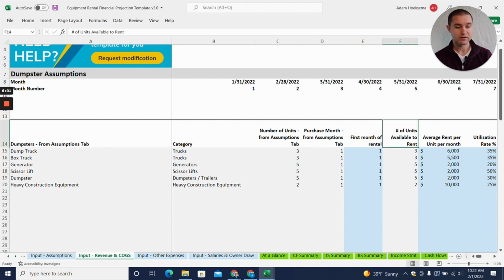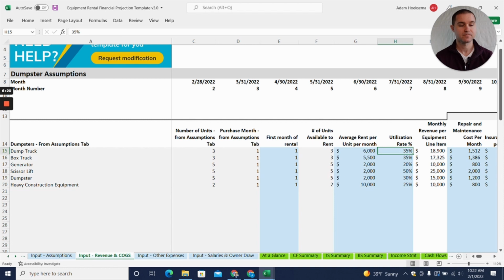And we're saying that all the units that we purchased or leased are available for rent. And then here we're going to put in the average rent per unit per month. So if one of our customers wanted to rent our dump truck for the entire month, we would charge them $6,000. And you can see so on for each unit here, the pricing.